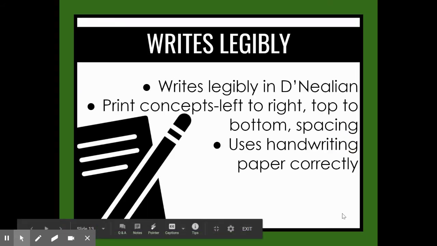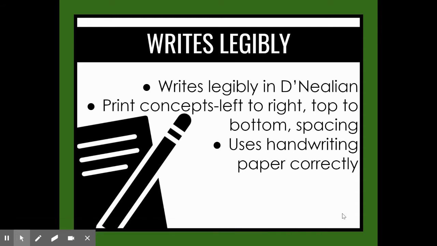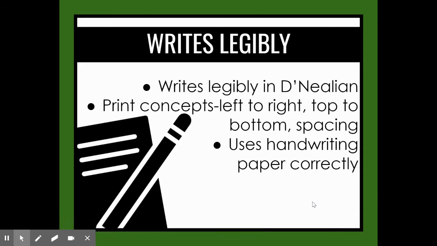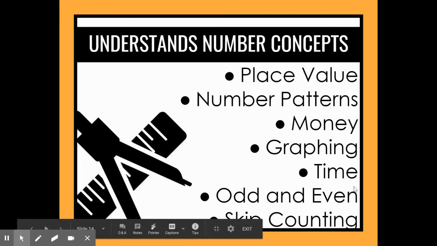Writes legibly. So in this county, we choose D'Nealian or manuscript writing, which they learn in K and first grade, specifically how to write each letter. So we're looking at, can they write nicely in D'Nealian? It's legible. They're using their handwriting paper correctly. They're writing from left to right, top to bottom, putting finger spaces, all those kinds of things.